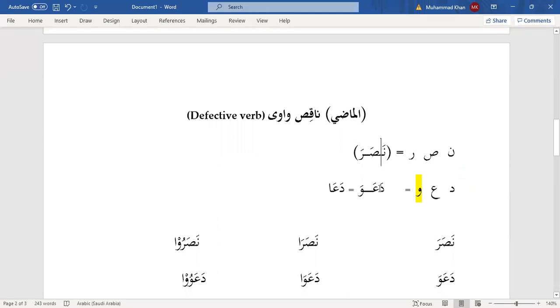Noon has fatha, dal has fatha, sad has fatha, ain has fatha, ra has fatha, and waw has fatha. However, we know that when we deal with the weak verbs, we have to do ta'leel, we have to make changes. Now the change has taken place over here. Now you will tell me which change has taken place over here.